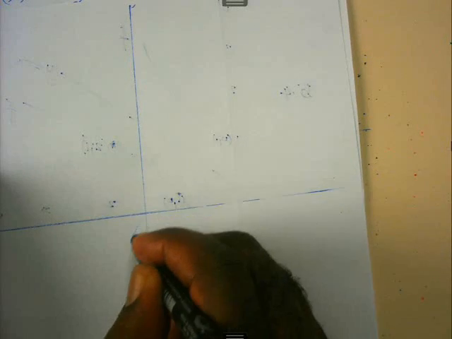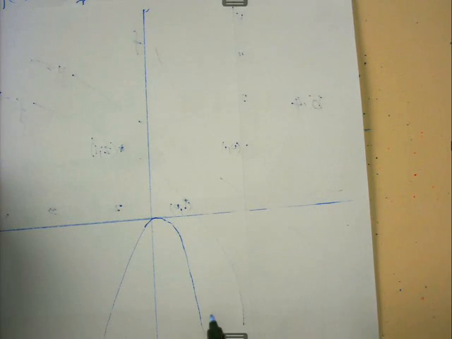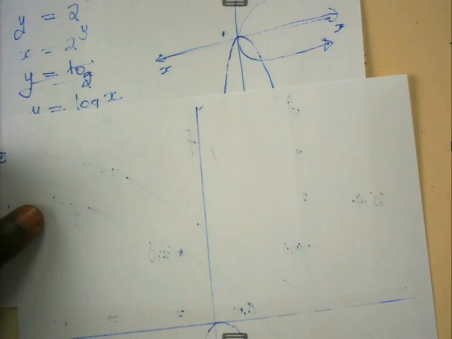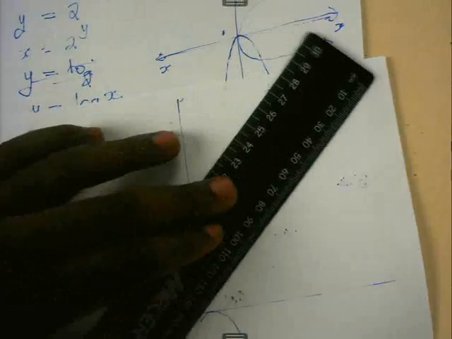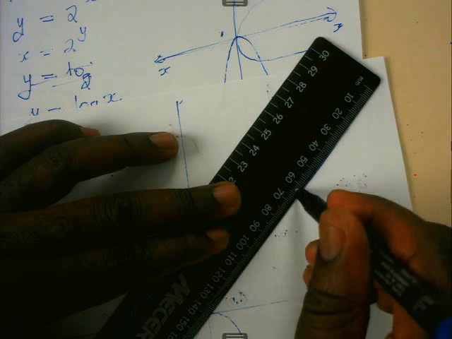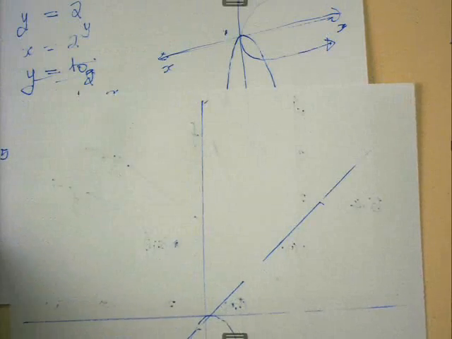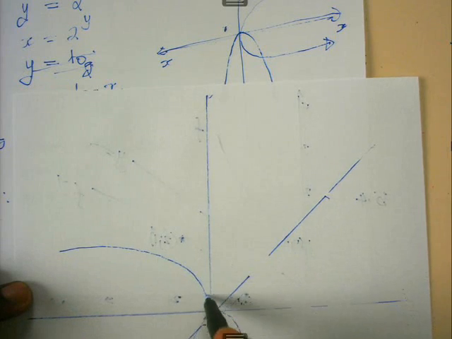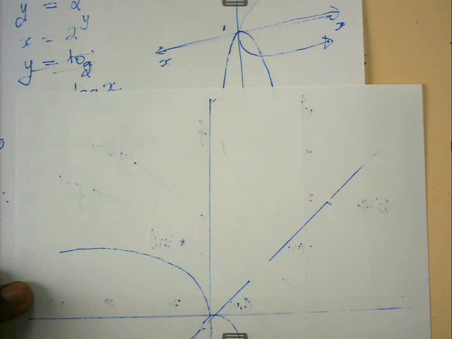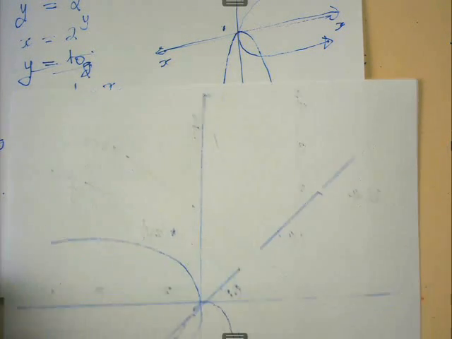Remember, when you talk of the inverse, it must always be about the line y is equal to x. Fine. If we don't do it that way, we can always do it this way. I think the correct one will be this one. This is just a scribble. I know you understand what is going on here.